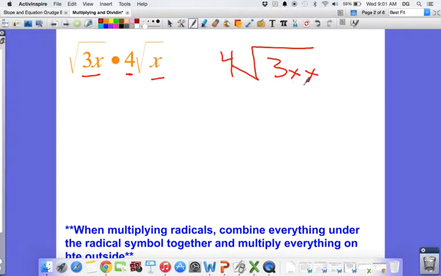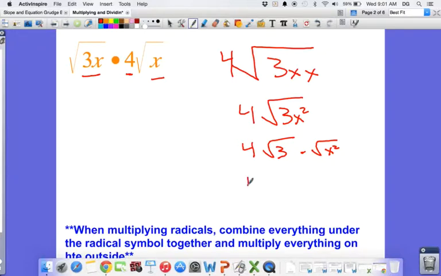Now I want to see if I can simplify anything here. If we remember from the simplifying radicals video from before, if I have 2 x's underneath the radical, that's the same thing as x squared. So I could do 4 times the square root of 3 times x squared, and the square root of x squared is just x. So I can take an x out, and that'd be 4x times the square root of 3.